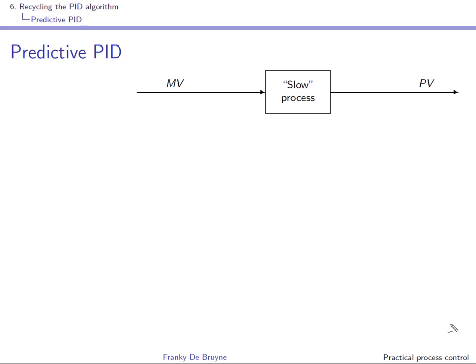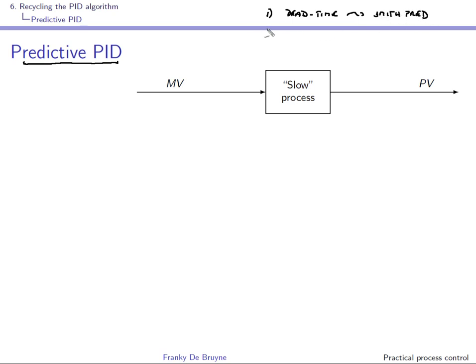In this subsection, we'll look at the predictive PID, and the ideas behind this predictive PID are very similar to the ideas behind the Smith predictor, but the predictive PID is more general in the sense that you can use it to control slow, between quotes, processes, where the slowness can come from a dead time, right? I also use the name delay, and in that case we'll have here a Smith predictor.